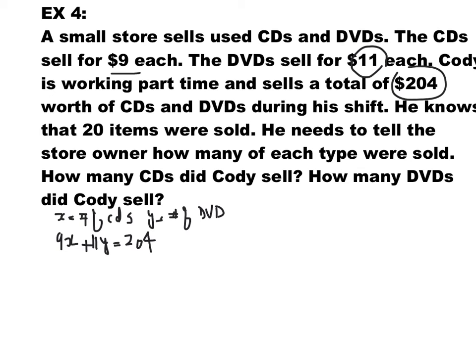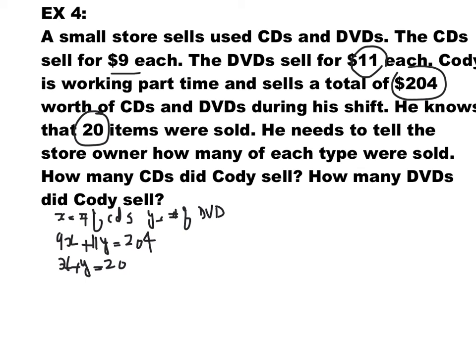Remember, you have to have the same number of equations as your unknowns or variables. I have two variables. Right now I have only one equation. I cannot solve this one and get unique answers. I need another equation. The other equation comes from the fact that the total number of items sold is 20 items. So this means X plus Y is 20. Now I have two equations and two unknowns. I can go ahead and solve it.